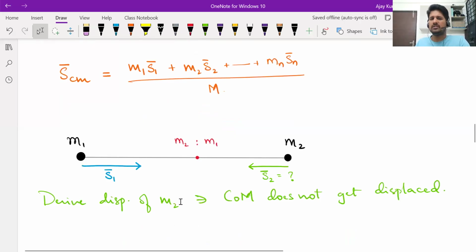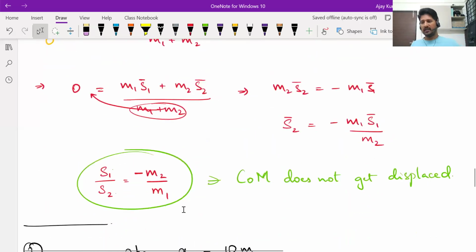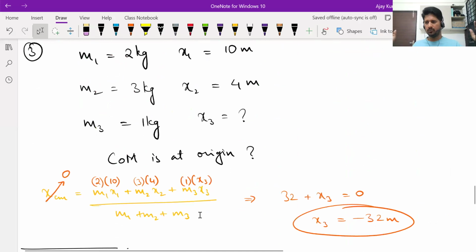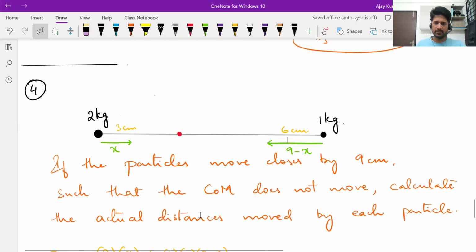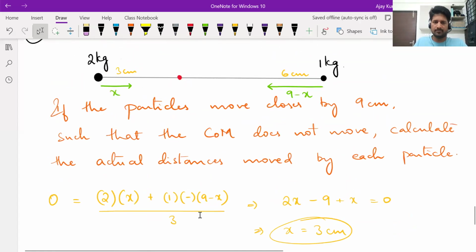And based on this ratio itself, we can tell that the center of mass is always closer to the heavier mass. Then we talked about how the particles can move without the center of mass getting displaced. They should both come closer to the center of mass or both go away from the center of mass, and in the same ratio, m2 is to m1. That is what we learned from today's problems.